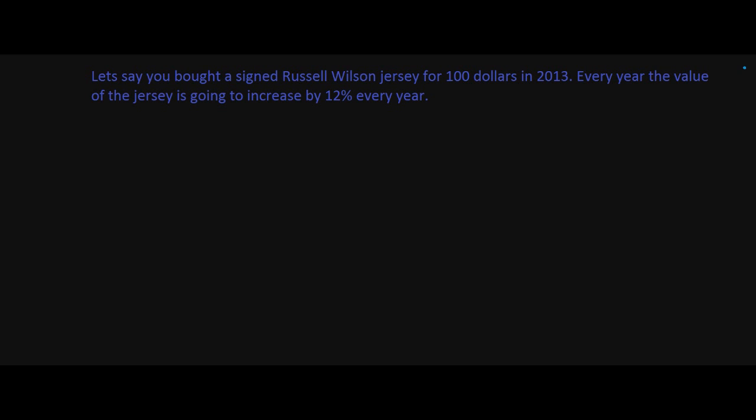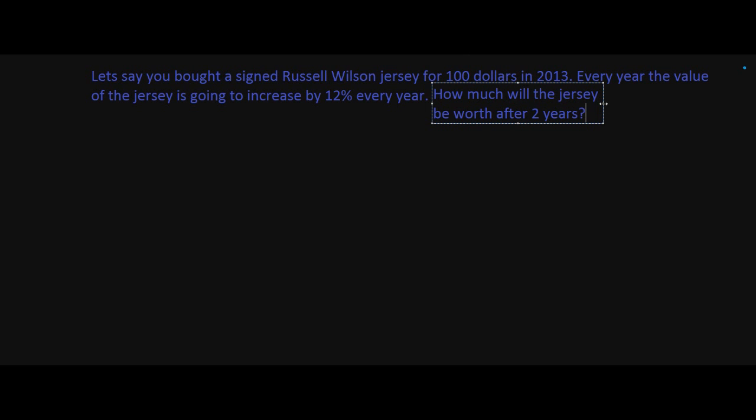Alright, so if you notice in this problem, let's say you bought a signed Russell Wilson jersey for $100 in 2013. Every year the value of the jersey is going to increase by 12%. How much will the jersey be worth after, let's say, 2 years? We'll just stick to 2 years.